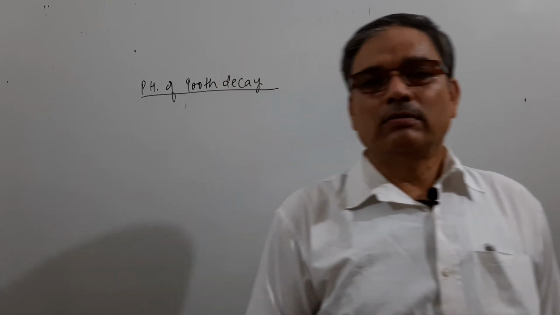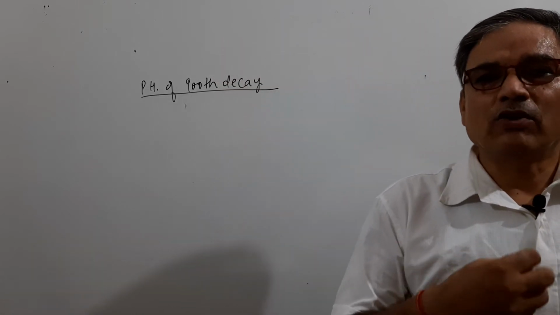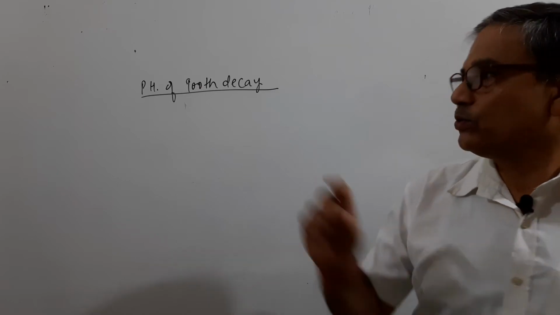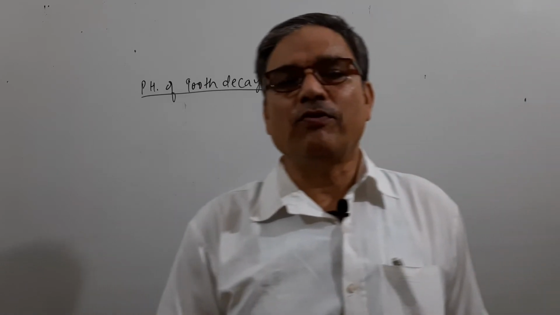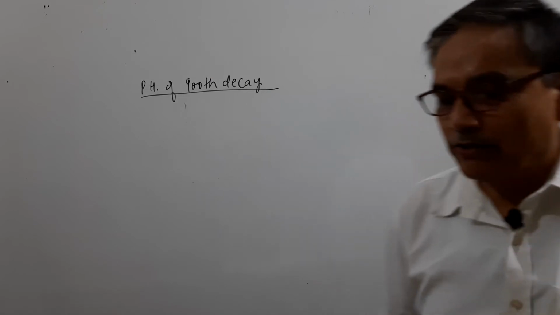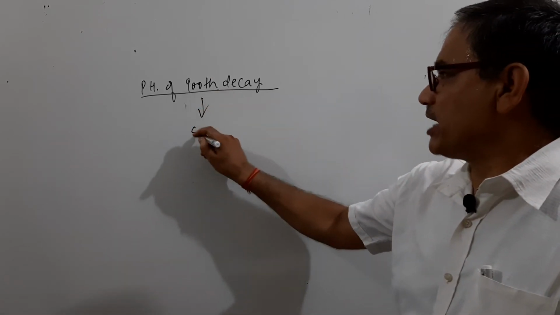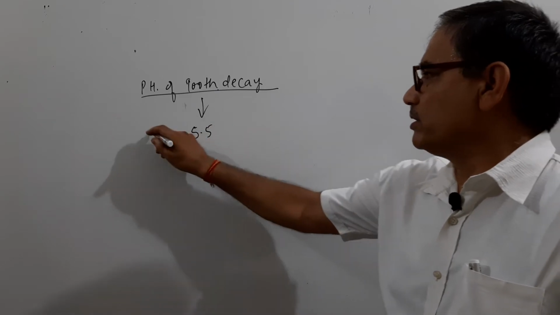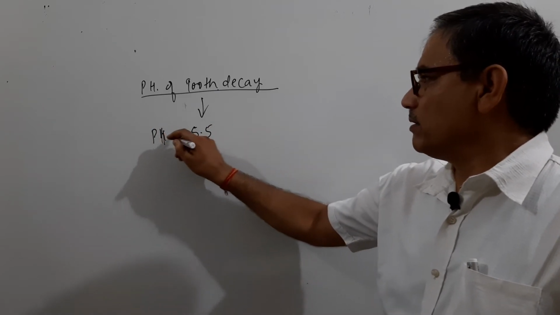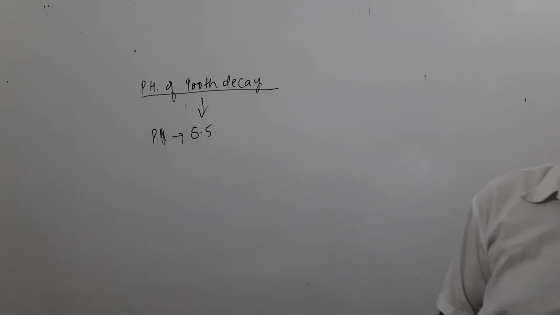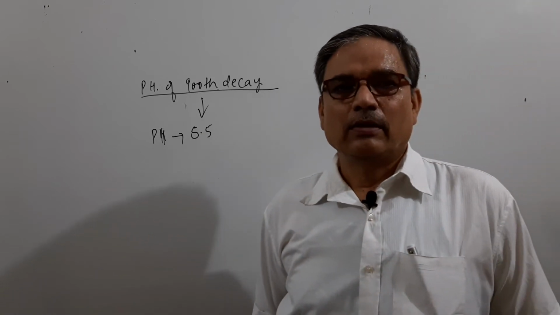And how does this tooth decay or formation of acid in our mouth happen? Tooth decay will start when the pH of our mouth is 5.5 or less, meaning tooth decay will start when the pH of our mouth is less than 5.5.